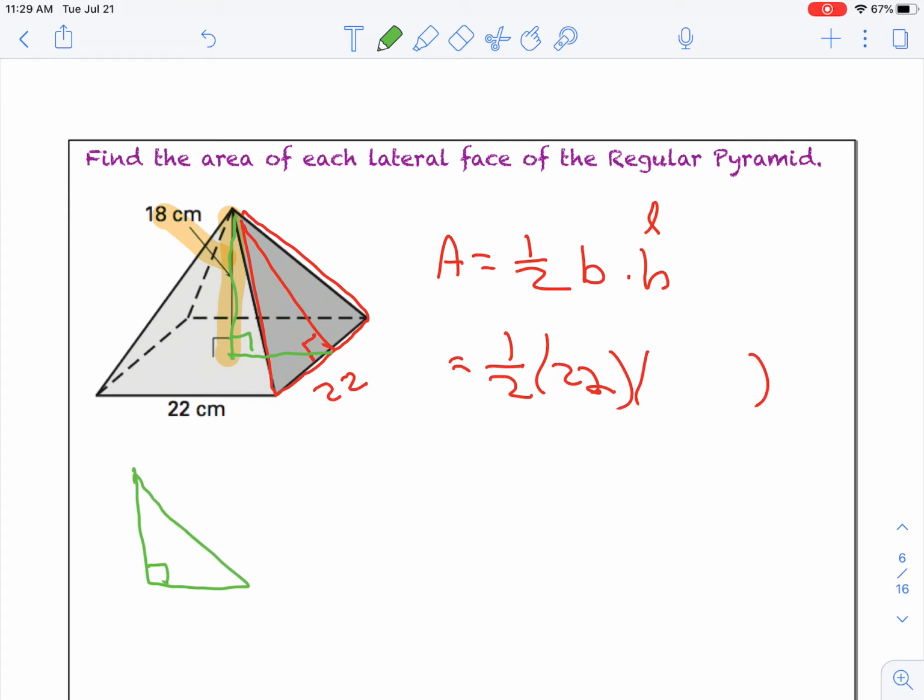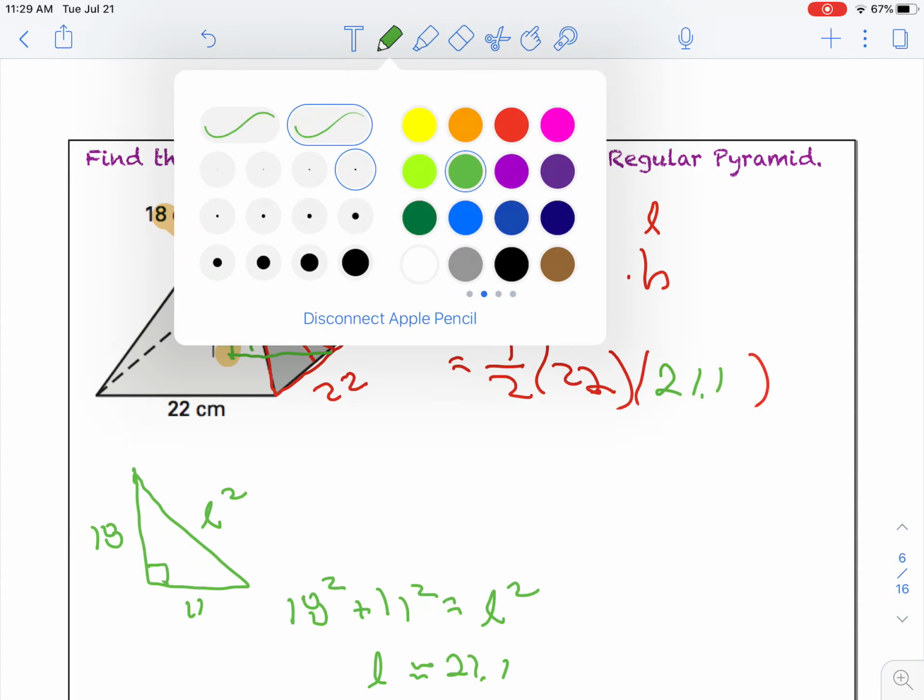Remember, this is going from the center out, so that's going to be 11, and this is going to be 18. So now using the Pythagorean theorem, finding our slant height, we would have 18 squared plus 11 squared equals slant height squared. So our slant height is approximately 21.1. So we put it in here. And then we can calculate one of those triangles.